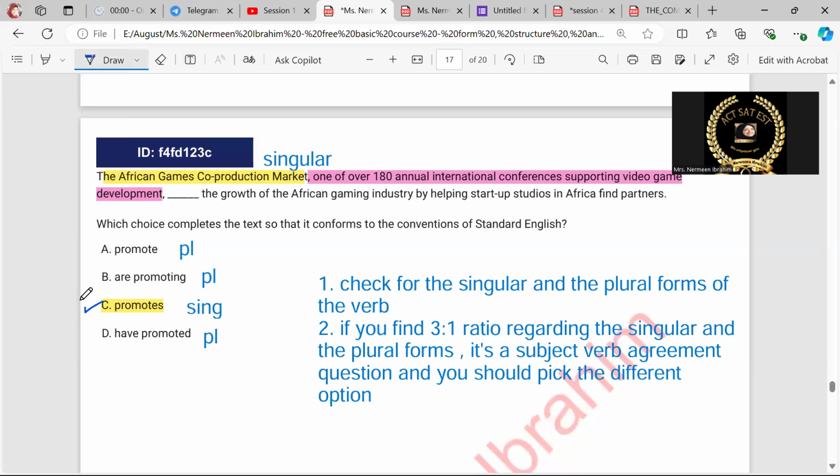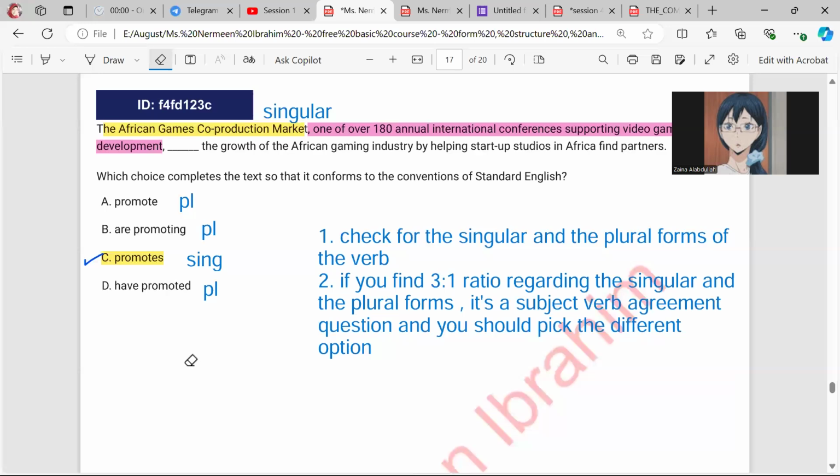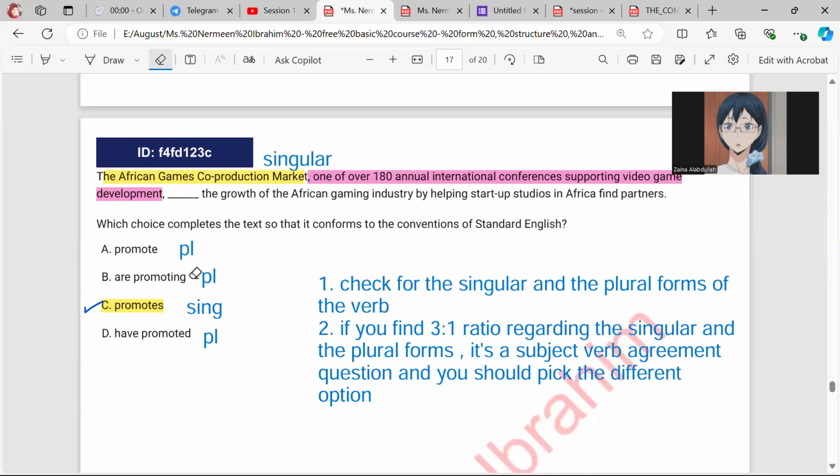Is it clear? Then how do you know if have promoted is plural or singular? Have, dear. We say they have, but it has, right? Yes. They are, but it is. So plural. Promote, they promote, but it promotes, right? Yes. Miss, I have a problem differentiating between subject-verb agreement and verb tenses.